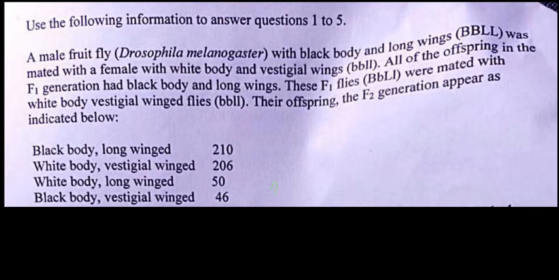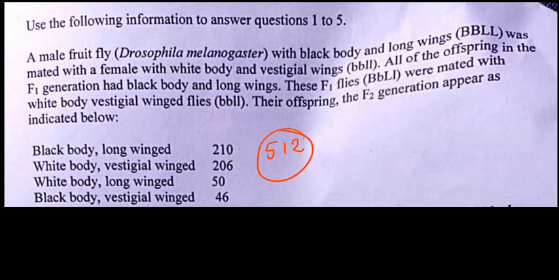So I was saying that for us to calculate the expected values, we should first add these so that we get the total number of progeny which were produced in this cross. So we're going to add 210 plus 206 plus 50, plus 46 plus 46. So the total is 512. Now from 512 we can calculate the expected values.